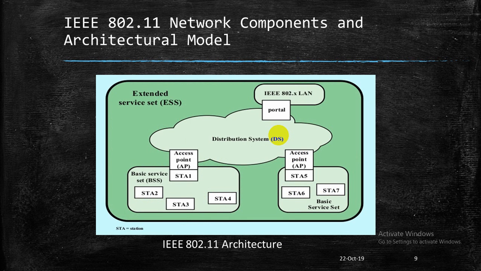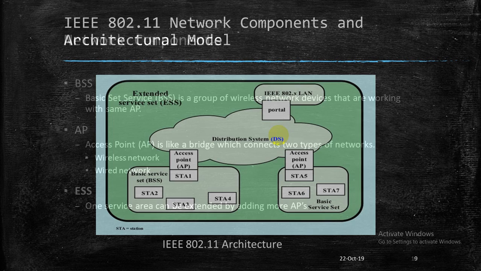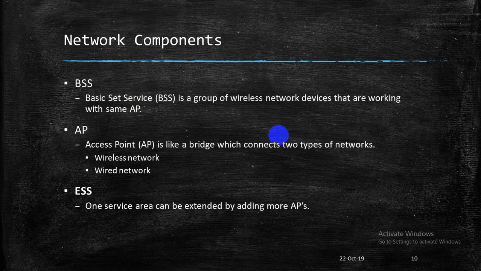Here is the network component of the architecture model. There are two sets of services: basic service set and extended service set. What is a basic service set? A basic service set is a group of wireless devices that are working with the same AP, which means there will be some devices under a controlled network area, and there will be an access point. What is an access point? An access point is like a bridge which connects two types of network, wireless and wired.